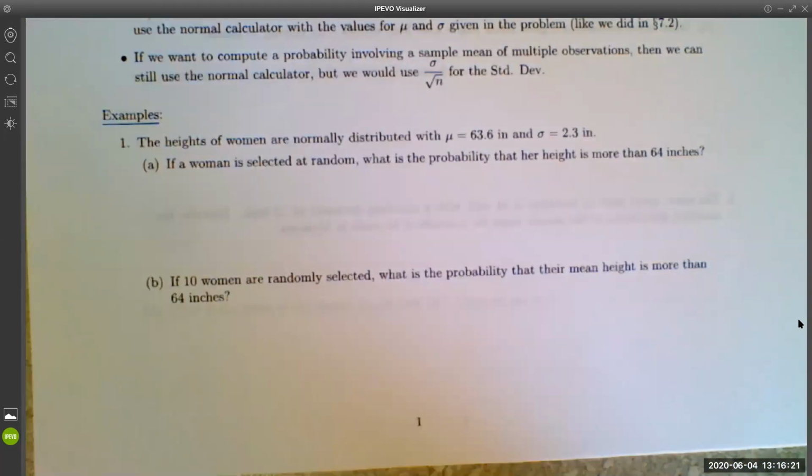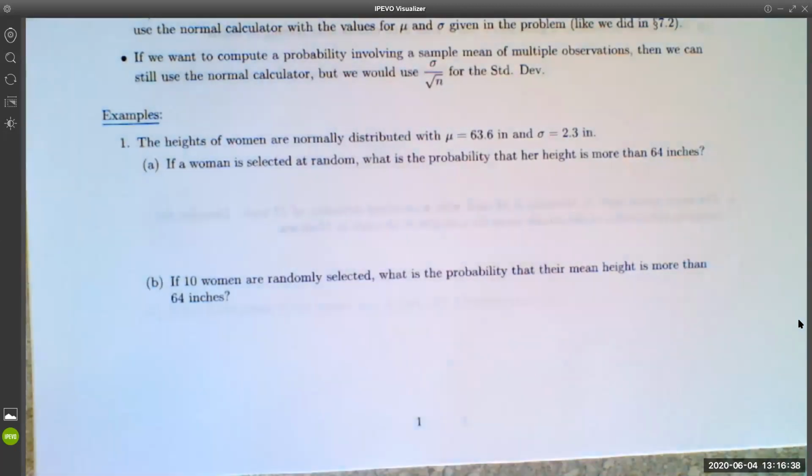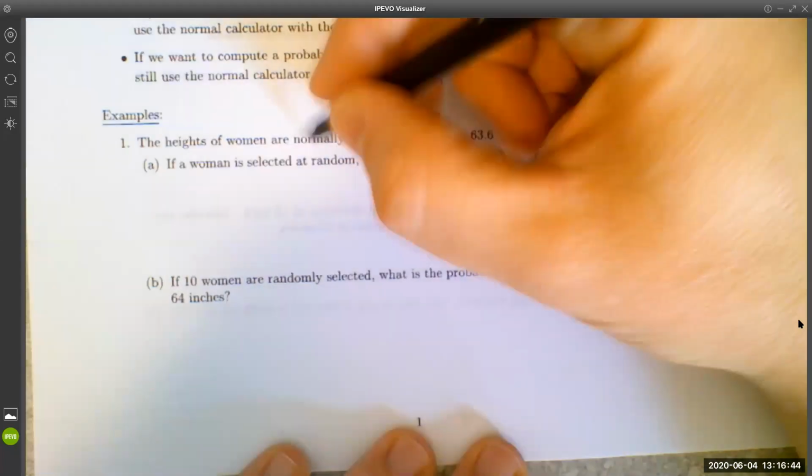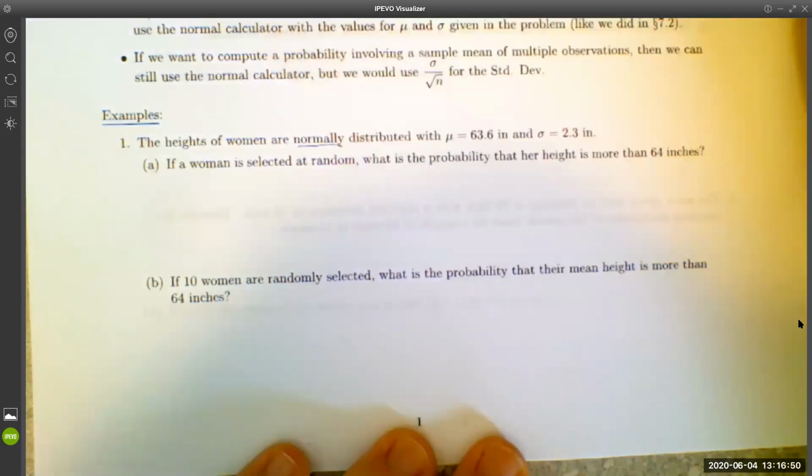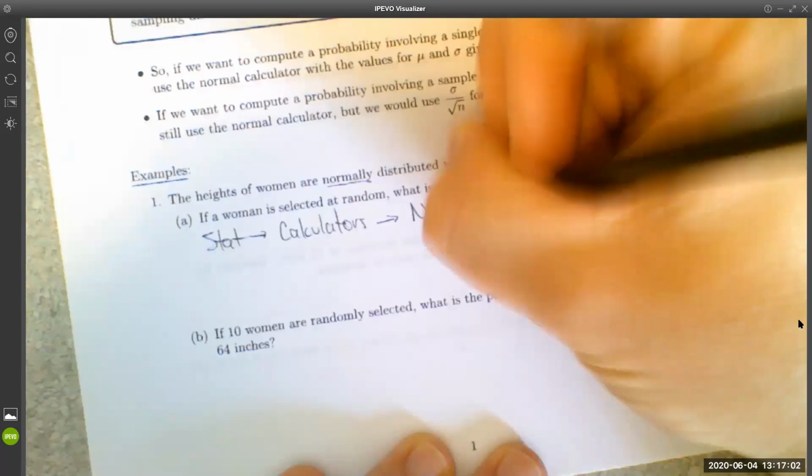This one says the heights of women are normally distributed with mu equals 63.6 inches and sigma equals 2.3 inches. Part A asks, if a woman is selected at random, what is the probability that her height is more than 64 inches? Well, we know that the heights of women are normally distributed, so we can use the normal calculator to compute this probability.